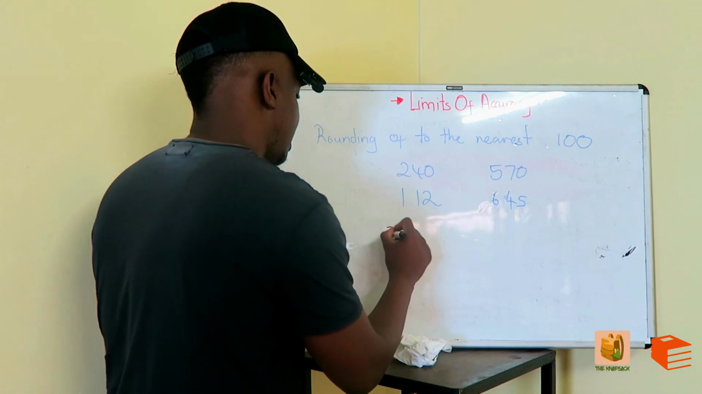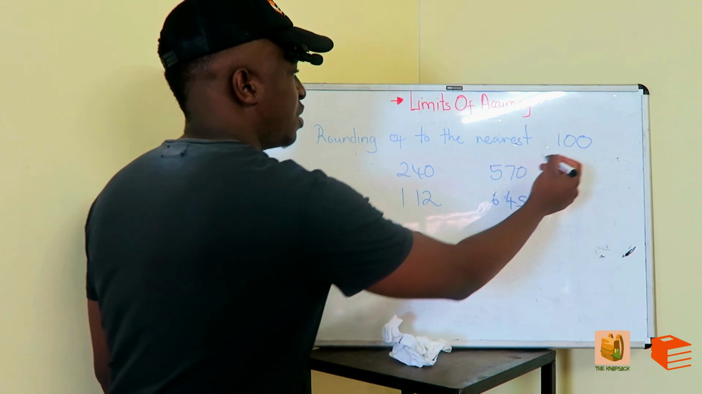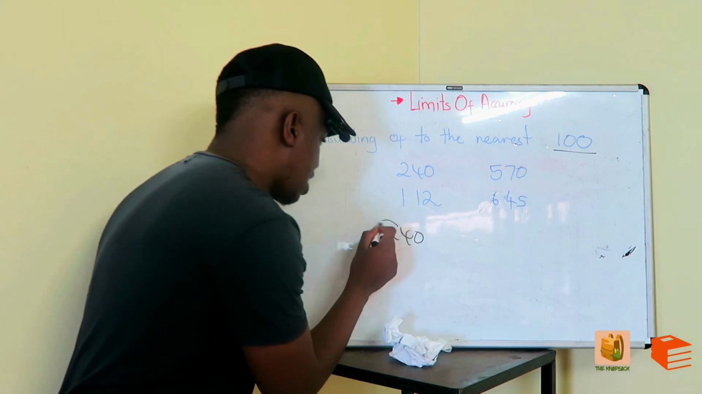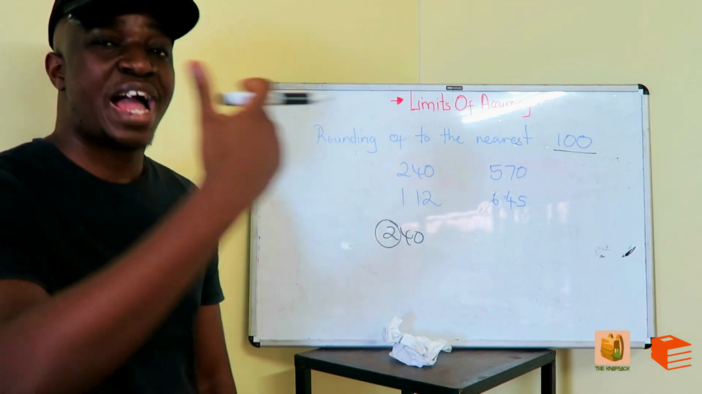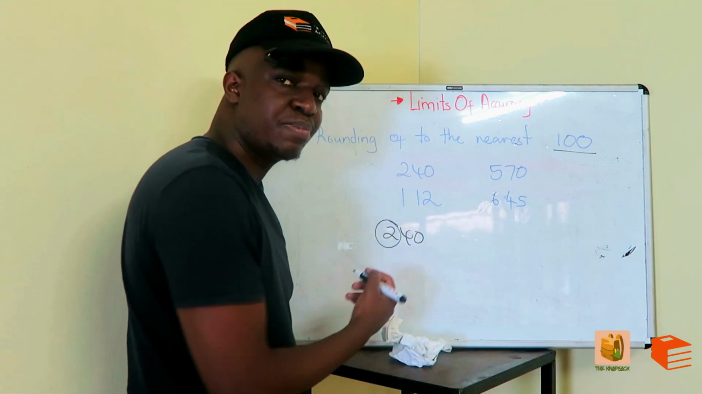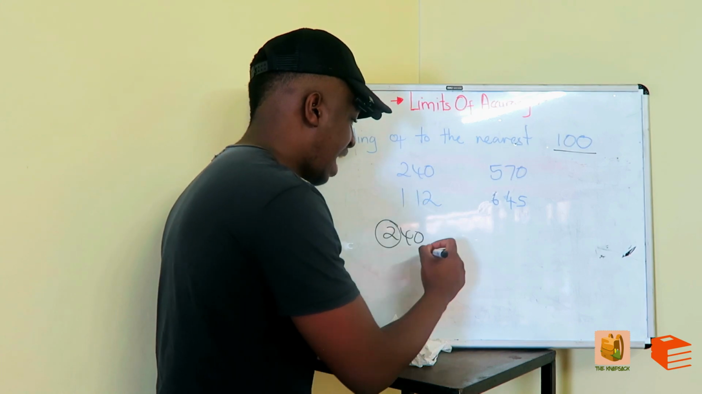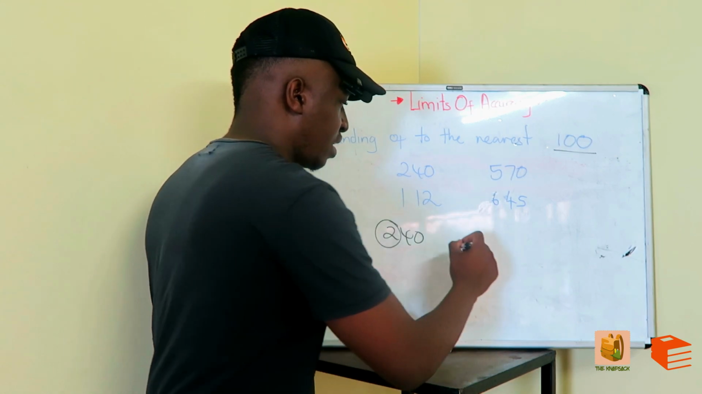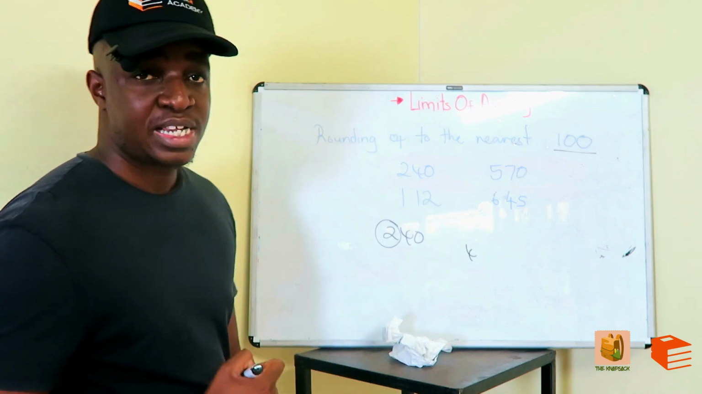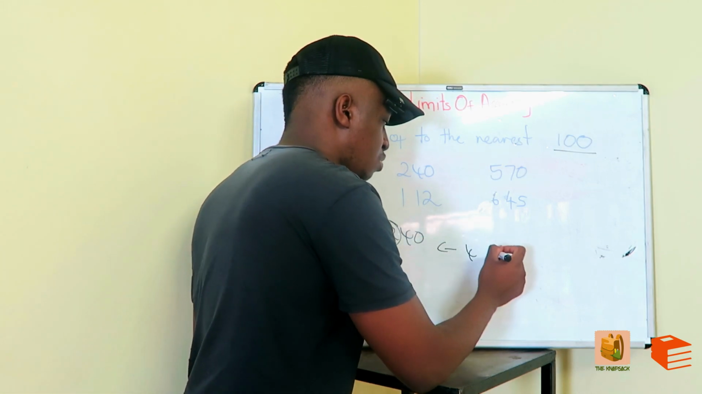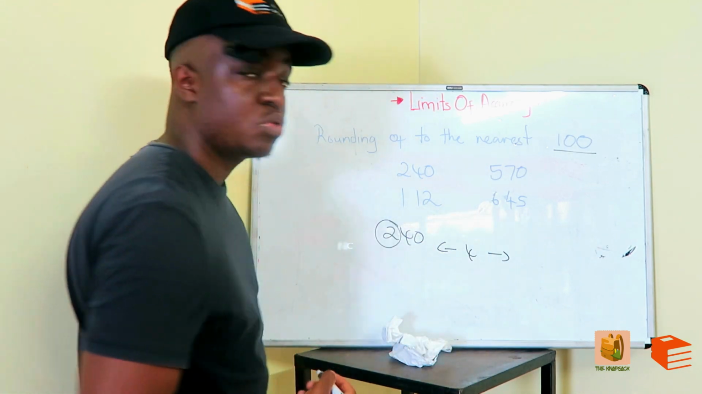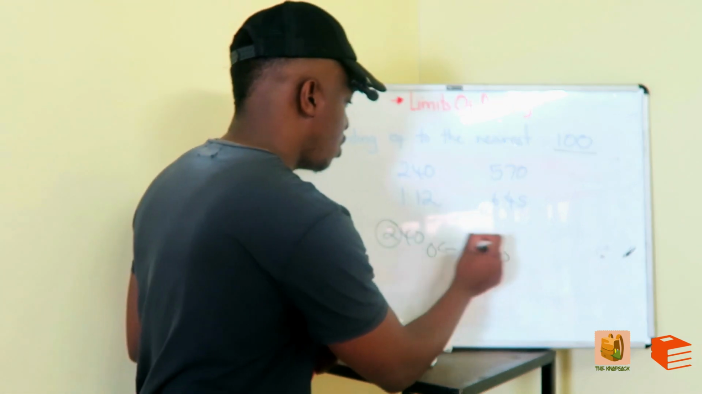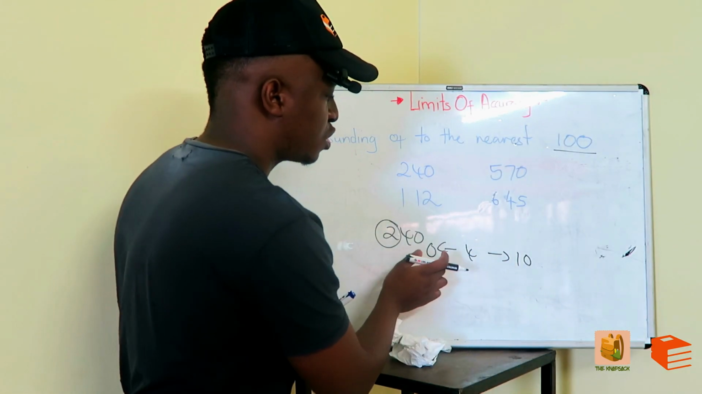We have 240 here, and we're rounding off to the nearest hundreds. Where are our hundreds? These are our hundreds. And what did I say? We look behind. What makes hundreds? Tens make hundreds. So if tens make hundreds, let's try and see. We have 4 in our tens. Is 4 closer to 0, or is it closer to 10? 4 is closer to 0.